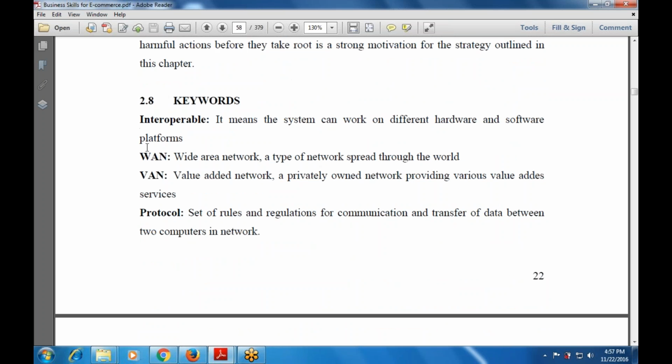Now, these are the keywords that are left over: WAN, the wide area network.